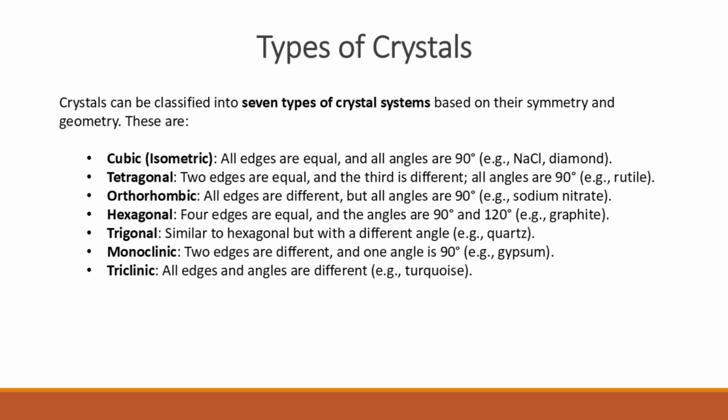The hexagonal system is fascinating. 2 edges are equal, with angles at 90 and 120 degrees, like graphite. Trigonal is similar but with slightly different angles, such as quartz. The monoclinic system has 3 different edges and 1 non-90-degree angle, like gypsum. Finally, the triclinic system, the most complex, where all edges and angles are different. Turquoise is a beautiful example of this system. Each of these systems represents a unique way that atoms can arrange themselves in space.